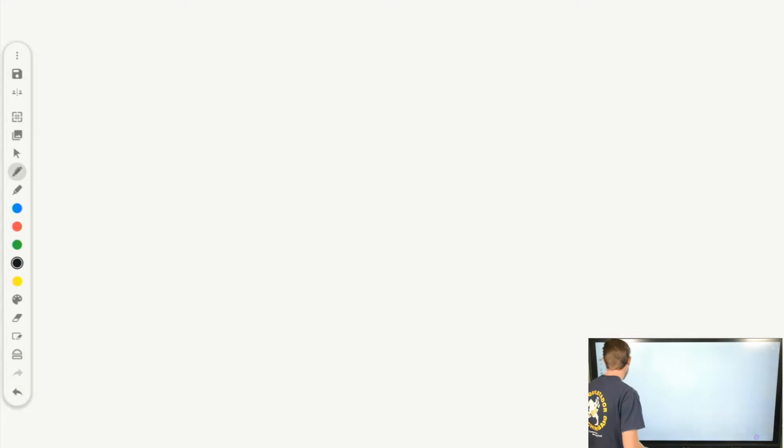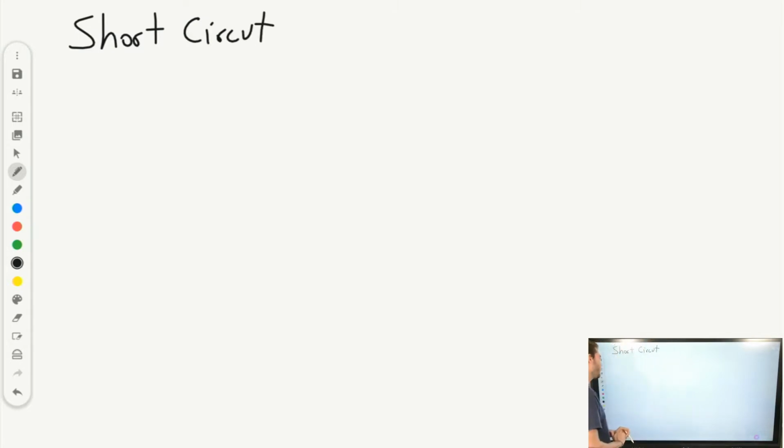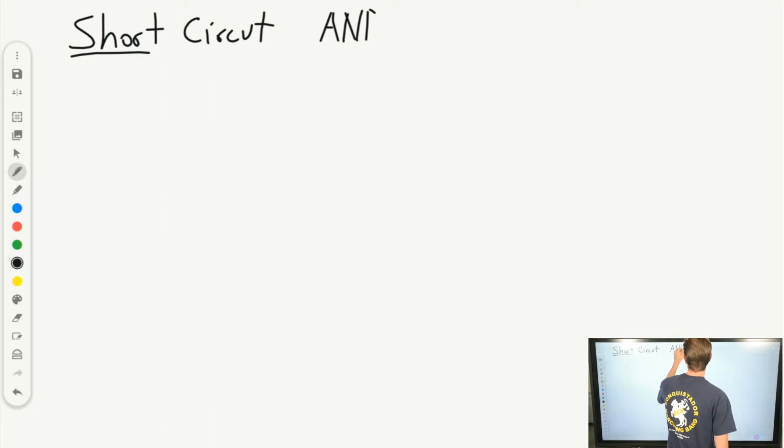So, short circuit ands and ors. What does short circuit mean? Well, it means that we don't actually have to entirely analyze an and or an or statement. And think about this for just a moment.